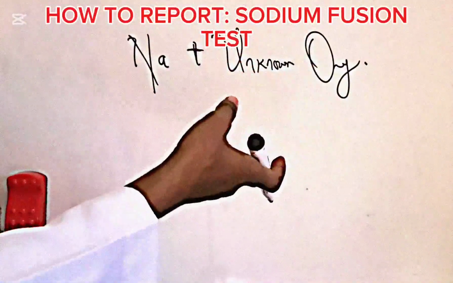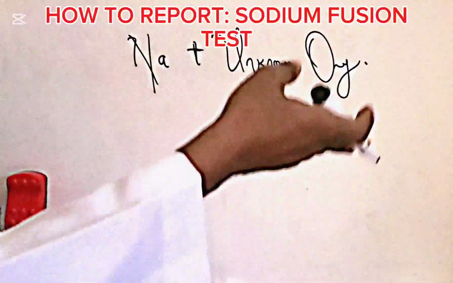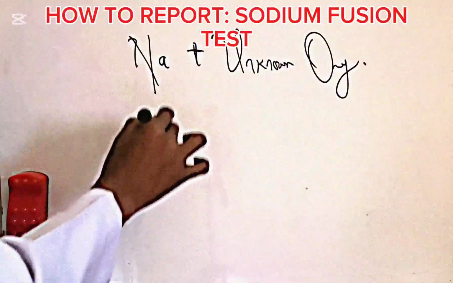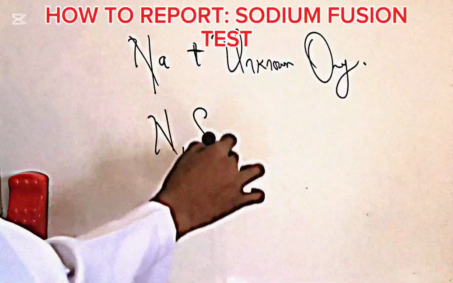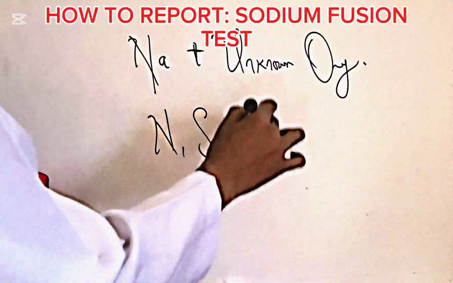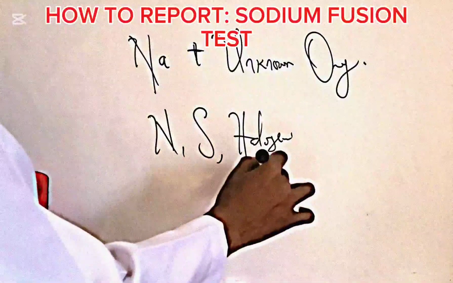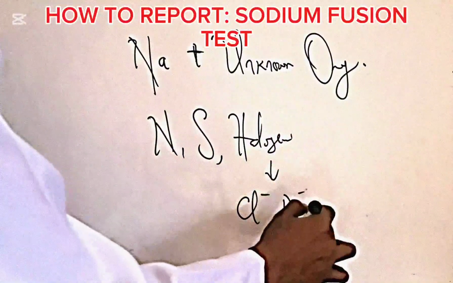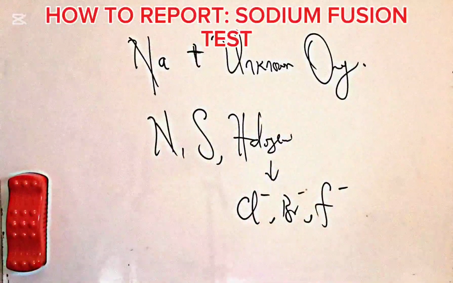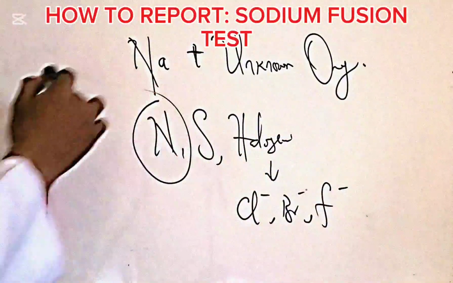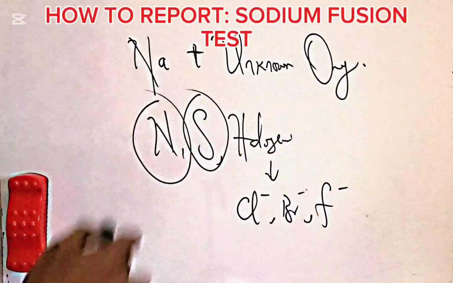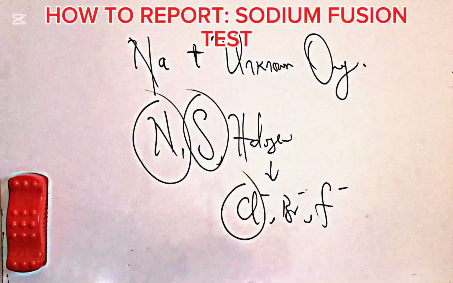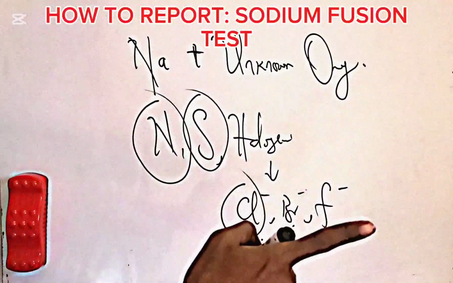Then you were supposed to take the sodium fusion extract and test it with some reagents to determine if nitrogen, sulfur or any of the halogens are present. The halogens we're talking about here are chlorine, the bromide ion, and the fluoride ion. Nitrogen will give you an observation, sulfur will give you an observation, chlorine will give you an observation. And you can't have this and this in one sample test.